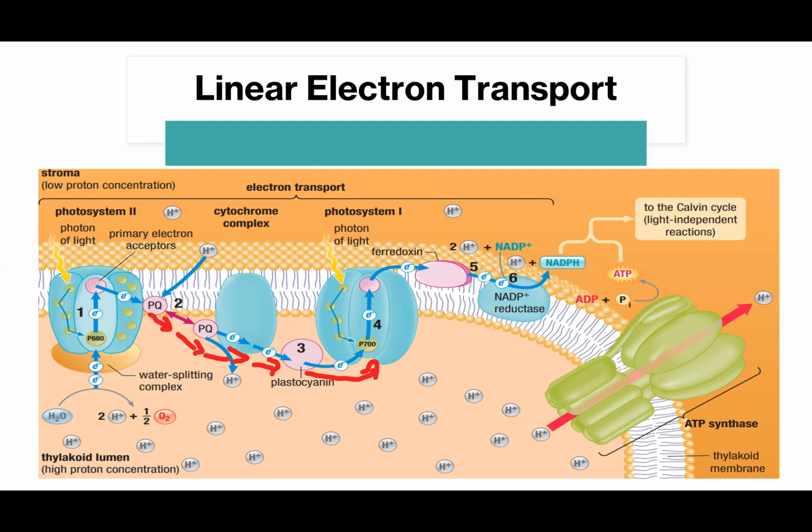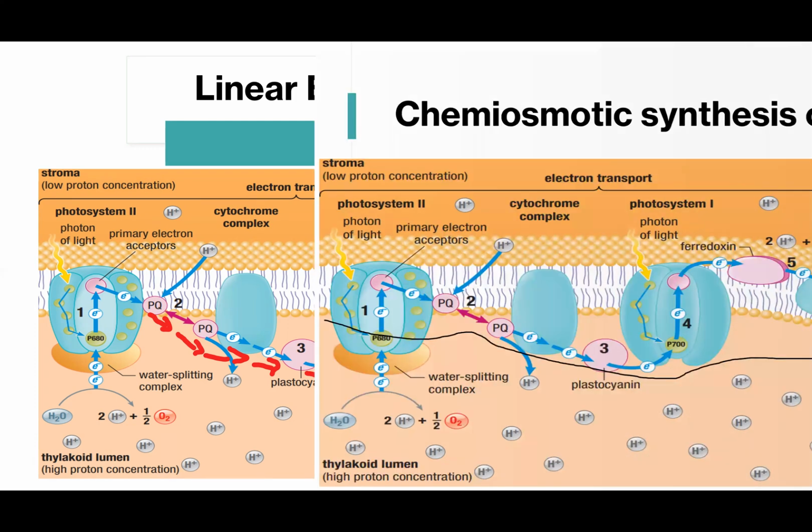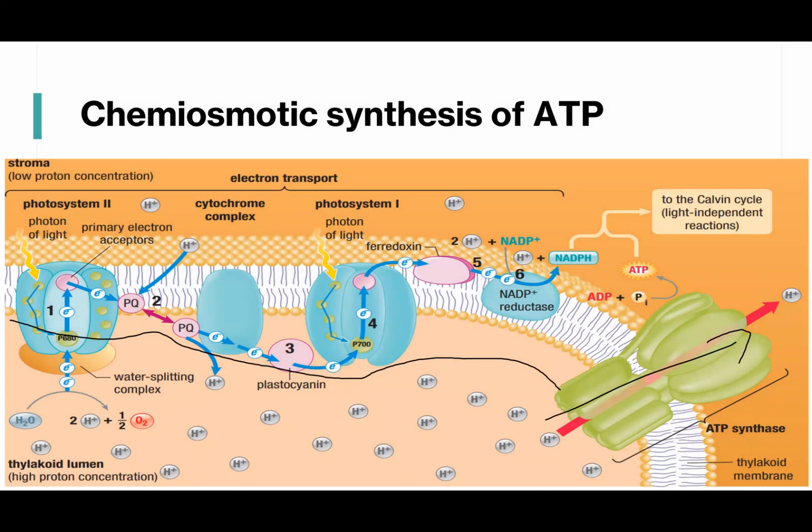When the second electron is transferred to NADP by another molecule of ferredoxin, the second electron and a proton from the stroma are added to NADP by the NADP+ reductase to form NADPH. During the whole process just described, chemiosmotic synthesis of ATP occurs.